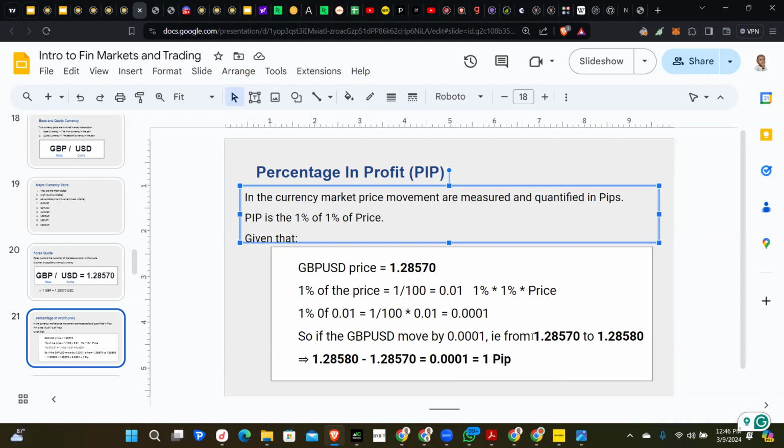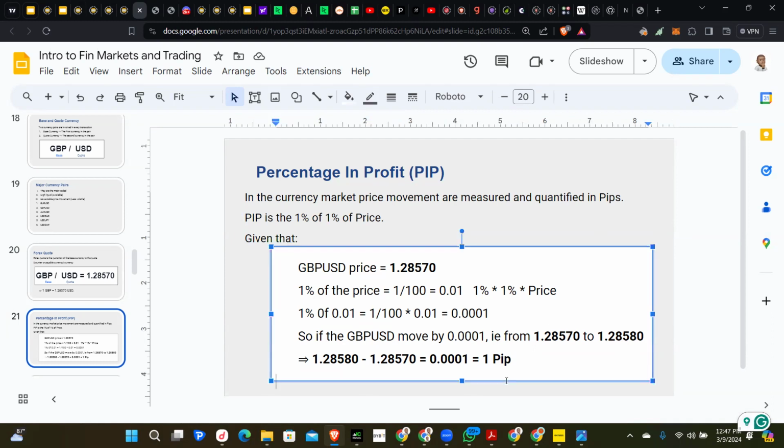That is, say for instance, it moved from the price of 1.28570 to 1.28580. When you do the subtraction, you are going to get 0.001. So that is 1 pip of price movement.